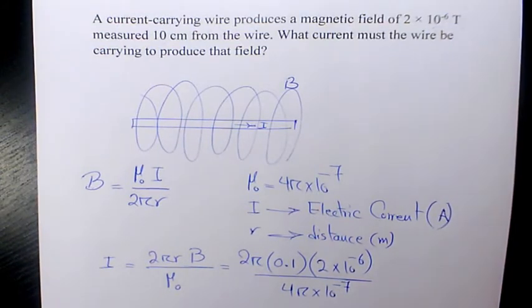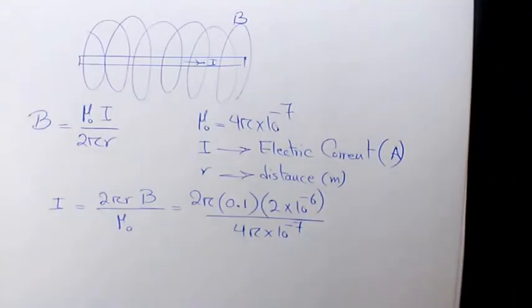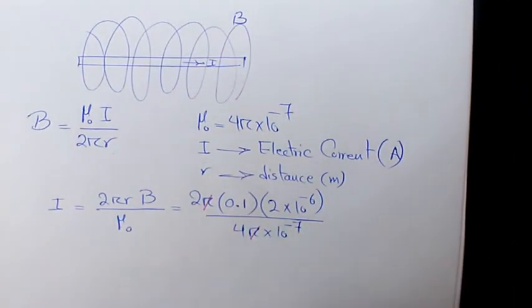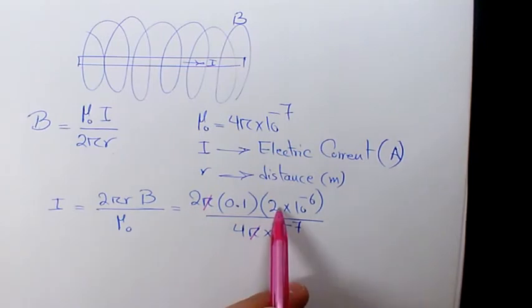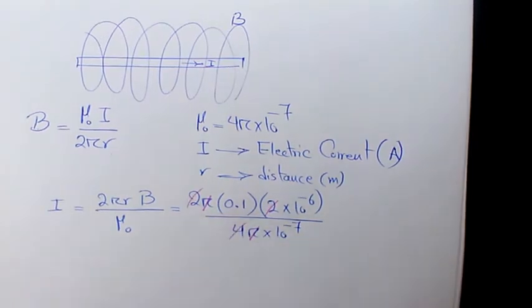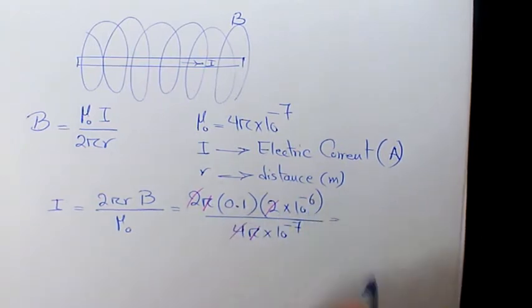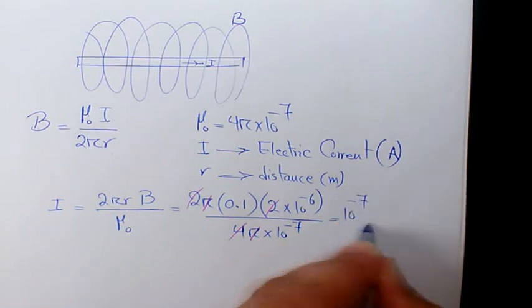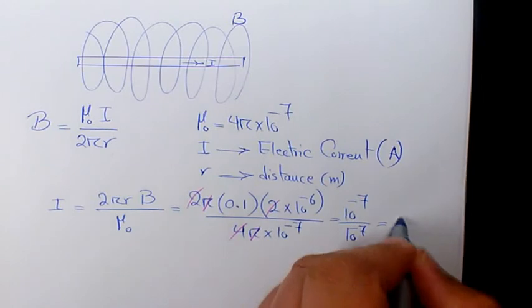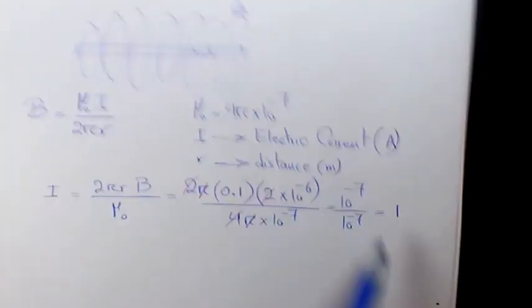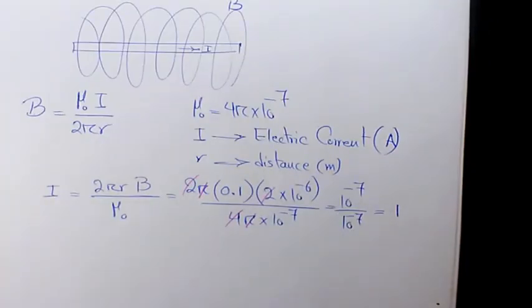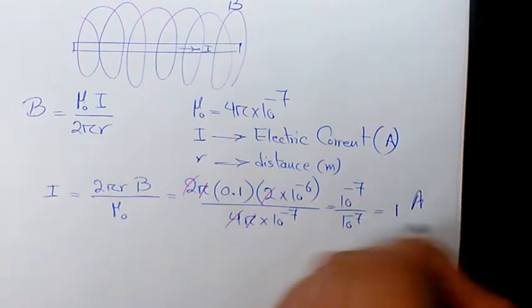Let's solve it without using a calculator. So pi and pi cancel out. 2 times 2 is going to be 4, so then it cancels out with the 4 in the denominator. 0.1 times 10 to the power of negative 6 is going to be 10 to the power of negative 7. Divided by 10 to the power of negative 7, obviously is going to be 1, because when you have a number divided by the same thing, that's going to give us 1. So I, the electric current, is 1 ampere.